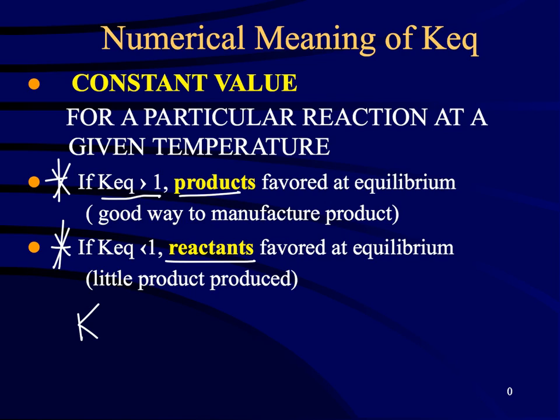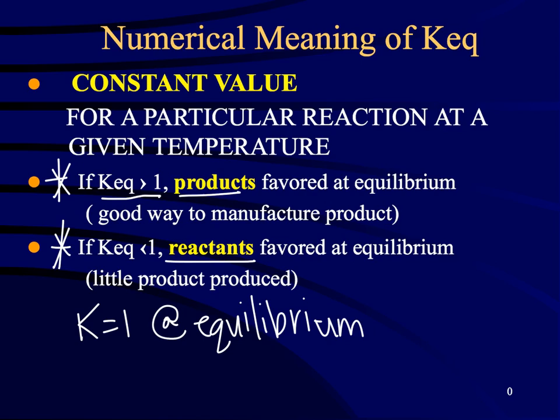Then something you need to add to your notes: if K is equal to 1, we say that it is at equilibrium, with an at sign for "at." That's when K is equal to 1. So those are things you need to know. When you're solving for K, you should always think back: what is this number telling me? It's telling you whether the forward reaction or the reverse reaction is favorable.